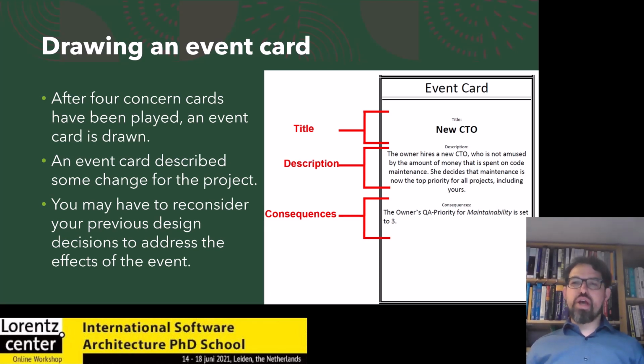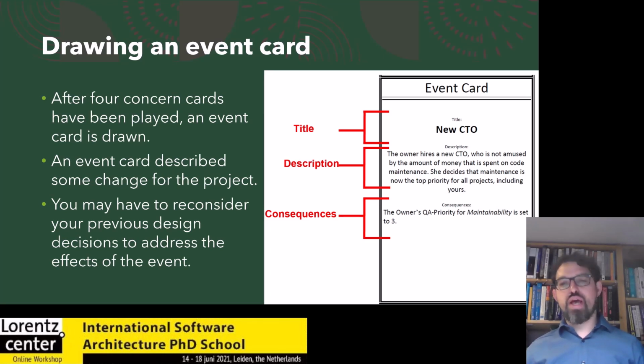And an event card describes some change that applies to the project. So what you see here is that in the project there is a new CTO. And this particular CTO is not amused by the amount of money that is spent on code maintenance. And she decides that maintenance is now the top priority for all projects, including yours, which means that the quality attribute priority for, in this case, maintainability changes.